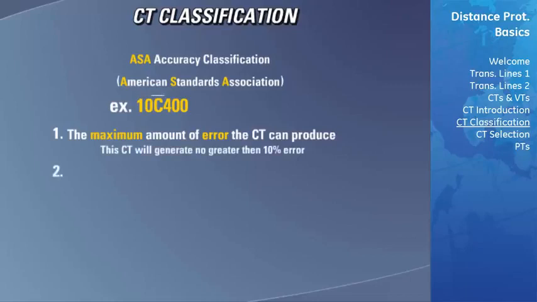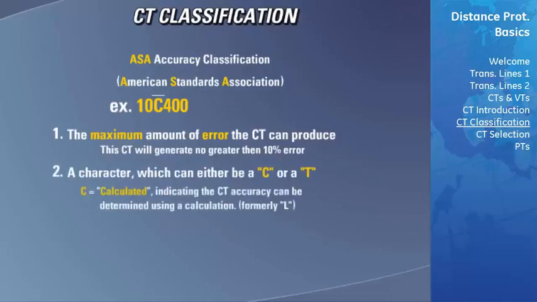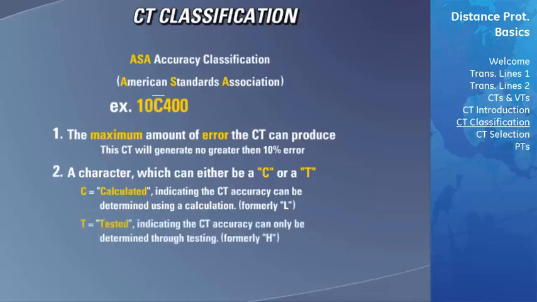The second designation is a character, which can either be a C or a T. The C stands for calculated, indicating the CT accuracy can be determined using a calculation. This designation was formerly L for low internal secondary impedance. The T stands for tested, indicating the CT accuracy can only be determined through testing. This designation was formerly H for high internal secondary impedance.